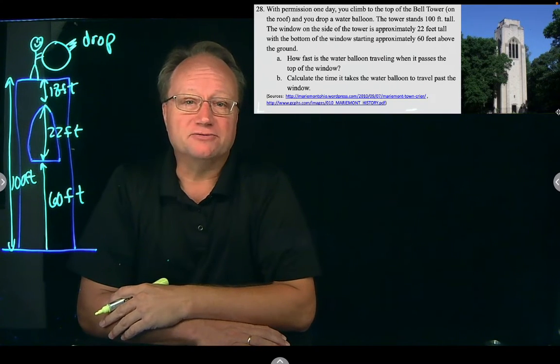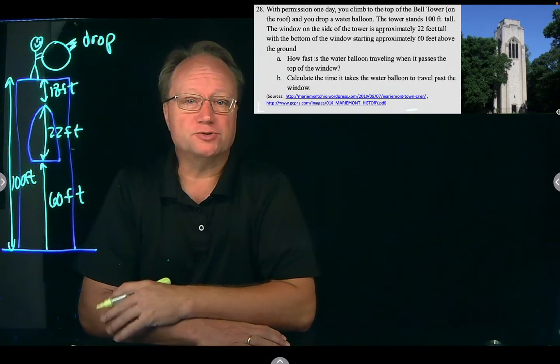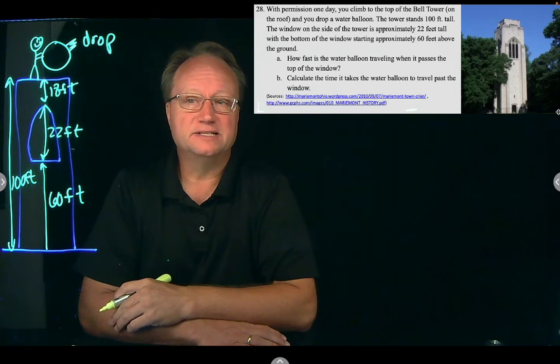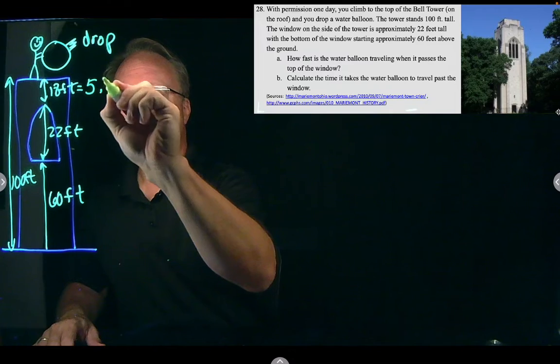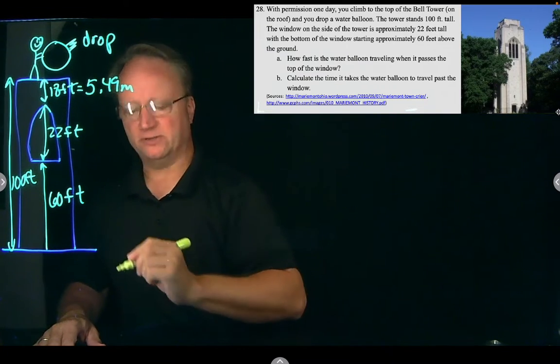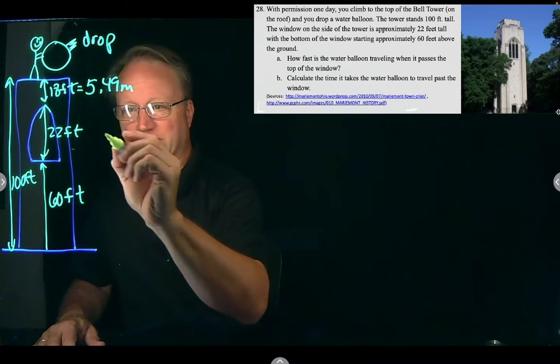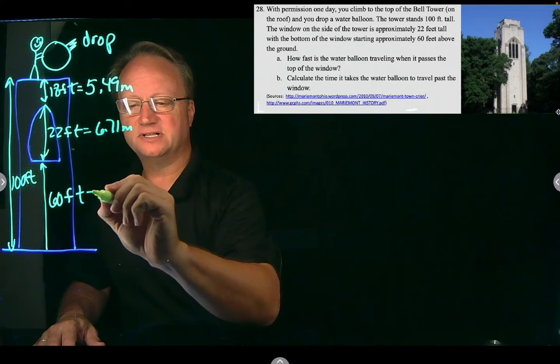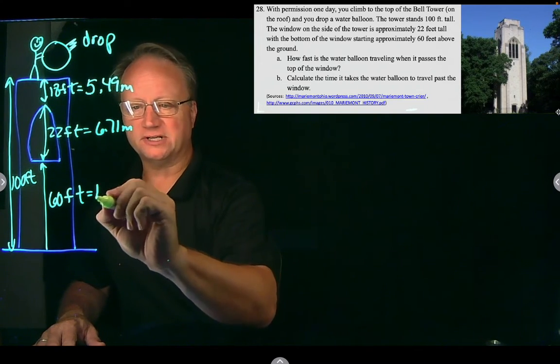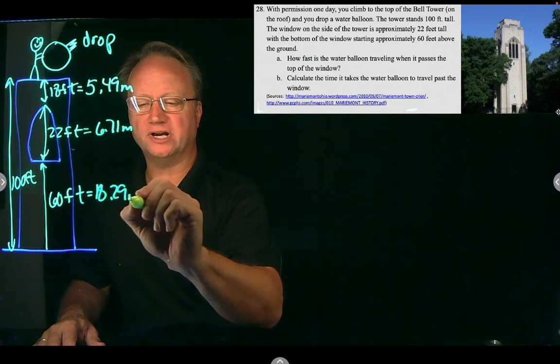Now, you're going to have to convert all of those feet into meters before we calculate anything. So 18 feet converted into meters, 5.49 meters. Okay, 22 feet converted, that's 6.71 meters. 60 feet converted, 18.29 meters.